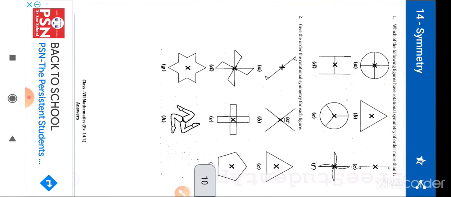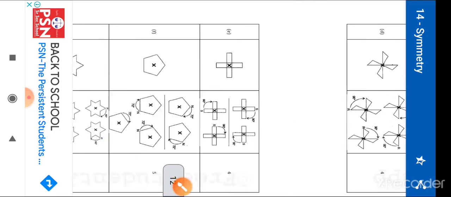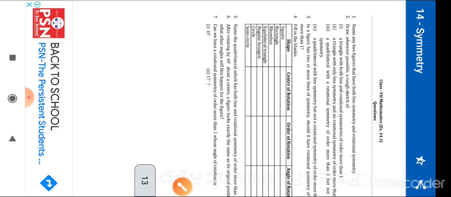Our next question is, give the order of rotational symmetry for each figure. So in our first figure, the order of rotational symmetry is 2. In the second figure, the order of rotational symmetry is again 2. In the third figure, the order of rotational symmetry is 3. And in the same manner, you can solve its remaining parts. Now move to the next exercise, exercise 14.3.